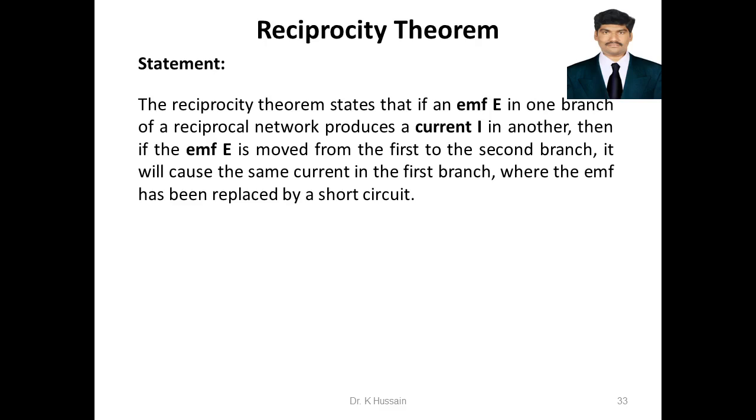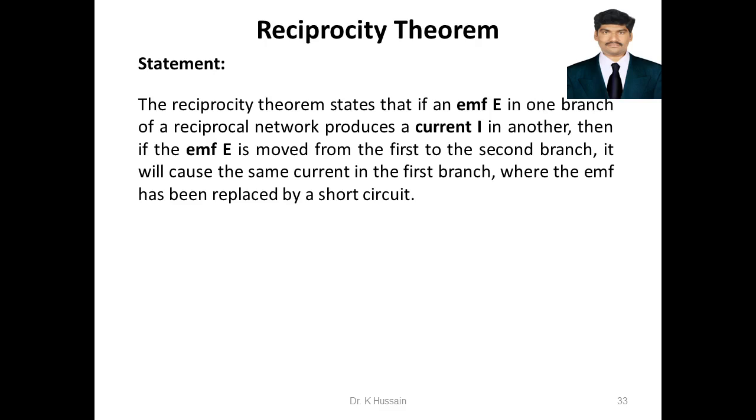So that means in one reciprocal network, there is an EMF E, either E or V, whatever it is, a voltage. At that time it will produce some current. After moving this EMF to the next branch, changing the EMF's place and replacing it with a short circuit, at that time also you will get the same current in the first branch. That is the meaning of this statement.